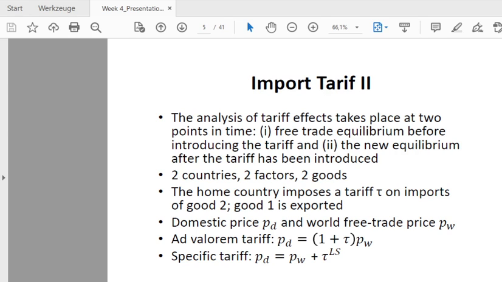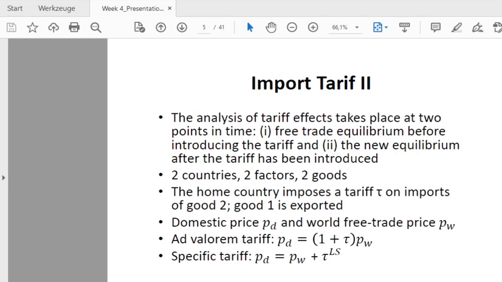So we will stick to the standard textbook model of two countries, two production factors, and two goods. We assume that the home country imposes a tariff tau, the Greek symbol tau, on imports of good 2, and we also assume that good 1 is being exported. So two goods, good 1 and good 2. Good 2 is tariff-ridden and good 1 is exported.